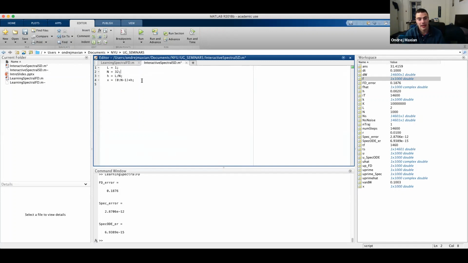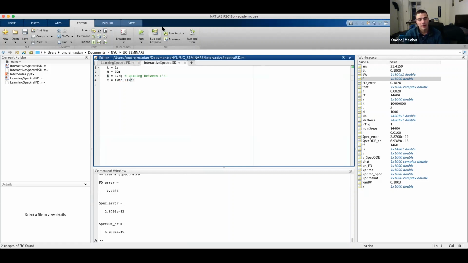And how we do that is, first of all, we set the width of the spacing between the x's. And what that is, if you want n points on a domain of size L uniformly spaced, we need an h of L divided by n. So h is the spacing between x's. And then what I'm going to do is x equals 0 to n minus 1 times h.